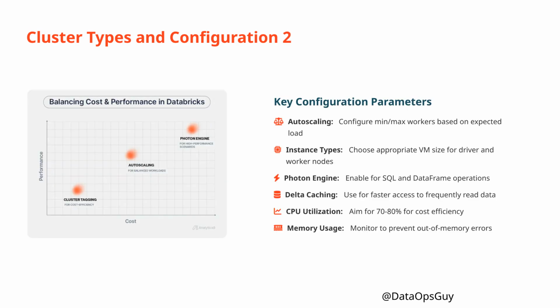Key configuration parameters include autoscaling to automatically adjust worker nodes based on workload, choosing appropriate instance types for driver and worker nodes, enabling Photon Engine for SQL and DataFrame operations, using Delta caching for faster data access, monitoring CPU utilization targeting 70 to 80% for cost efficiency, and watching memory usage to prevent errors. For scenario-based optimization, use all-purpose clusters with autoscaling for interactive development, job clusters sized to match workload for ETL and batch jobs, carefully sized clusters with appropriate minimums and maximums for streaming workloads, and GPU-enabled instances for machine learning training.